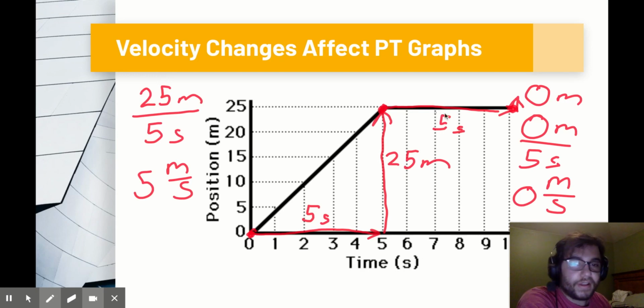What this could look like is someone ran for 5 seconds, they stopped at 25 meters because, let's say, they got a cramp or something, and then they just stood there for another 5 seconds at least. That's kind of a scenario that you could think of that describes this graph.